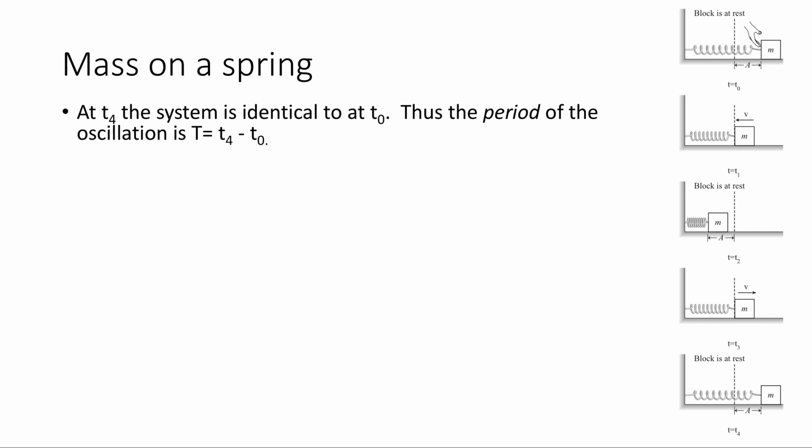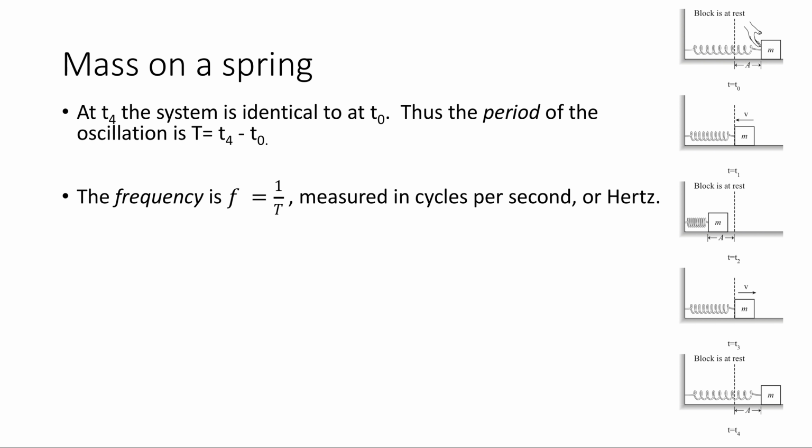Notice that at t4, everything about the system is identical to that at t naught. The block is in the same position, the block has the same velocity and the same acceleration. Thus we can define the period of this oscillation as capital T equals t4 minus t naught, where by period we mean the time it takes some periodic motion to complete one full cycle and come back to exactly where it was before.